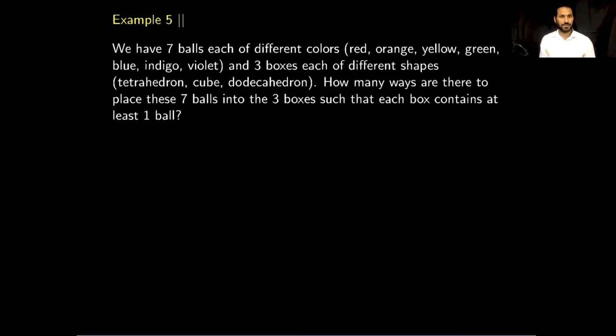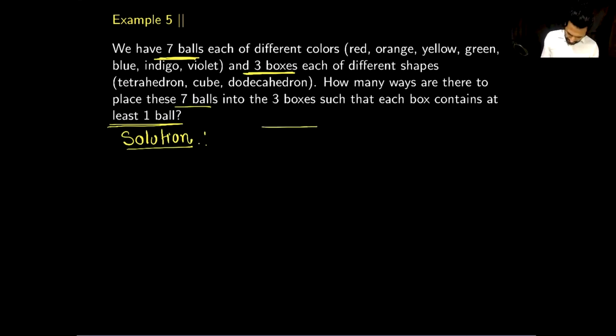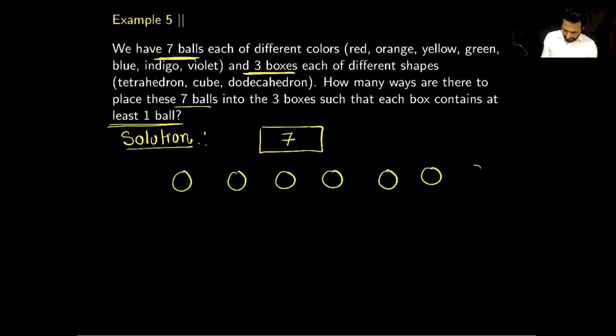Our next problem is, we have 7 balls, each of different color, and there are 3 boxes of different shape. How many ways are there to place 7 balls into 3 boxes such that each box contains at least 1 ball? So let's synthesize this problem and draw a diagram. In the diagram, the procedure or the event is, I have these 7 balls of different colors: 1, 2, 3, 4, 5, 6, and 7.